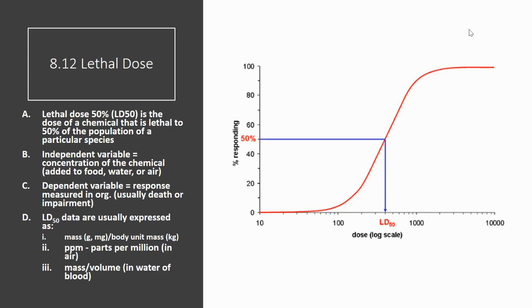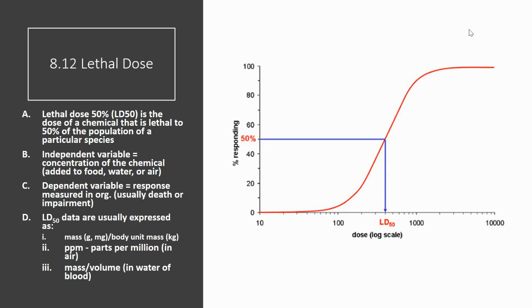Now in 8.12, this is all about lethal dosage, which we started talking about in class today. We know that lethal dose 50, or LD50, is the dose of a chemical that's going to be lethal to at least 50% of the population of a particular species. We can see lethal doses often graphed like this, as we see in the picture here.